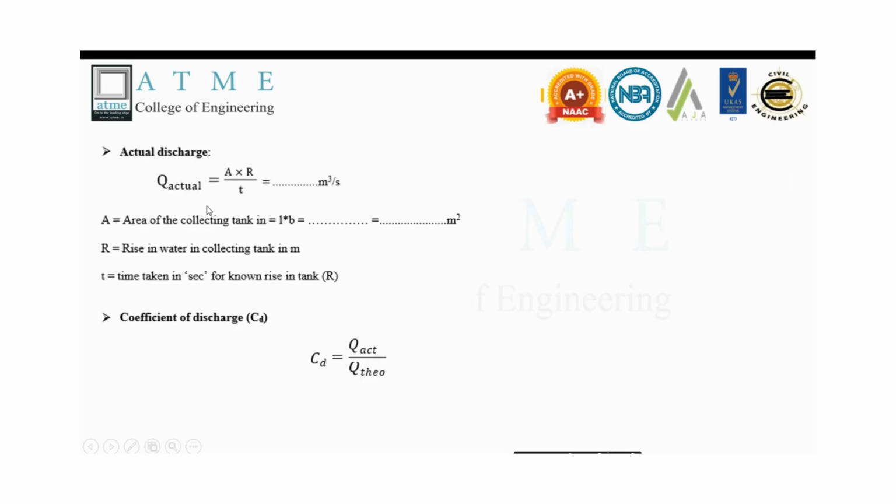With that you can calculate the actual discharge, that is Q actual equals A into R by T. Once the Q theoretical and Q actual are calculated, you can calculate the coefficient of discharge CD equals Q actual by Q theoretical. These are the observations and formulas you have to note down before conducting the experiment in the laboratory. Now let us perform an experimental conduction in the laboratory.